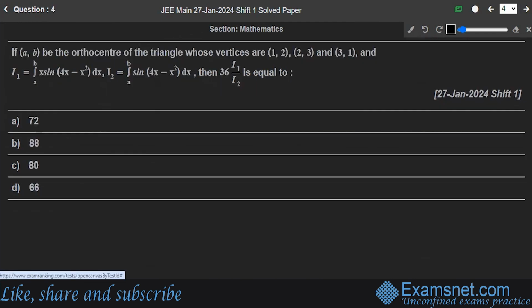Let's move to the next question, number 4. If AB be the orthocenter of the triangle with the vertices (1, 2), (2, 3), (3, 1). Let's make that triangle first. So we are having a triangle with these 3 vertices.